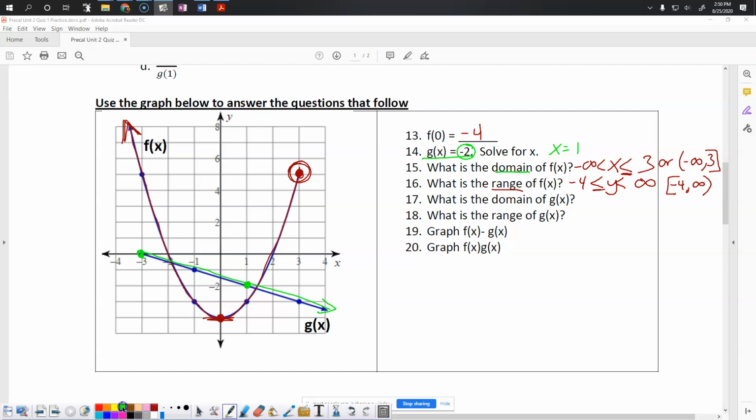And another way to write that would be like this. All right, let's do the g function. What's the domain, or the possible values of x, for the g function? The farthest to the left that g goes is -3, and it has a solid dot there, so we'll put an equal sign. But it never stops going to the right, so we'll put an infinity sign there.